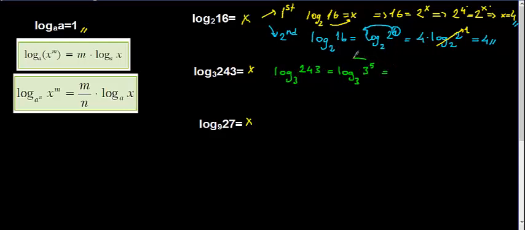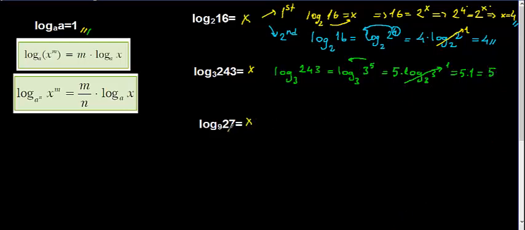I need to get this 5 in front of the logarithm sign, so it's going to be 5 times logarithm base 3. Here, as you see, I'm going to use one more time this property: logarithm base 3 of 3 is equal to 1. So it's going to be like this, 5 times logarithm base 3 of 3 is equal to 1. There's no need to write one more time that one. 5 times 1 is equal to 5.